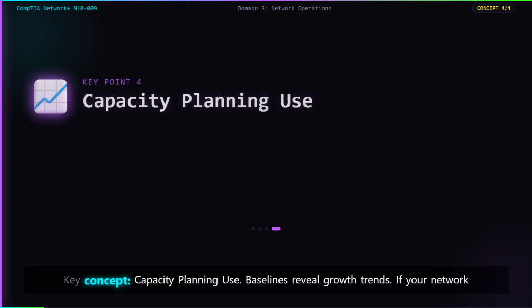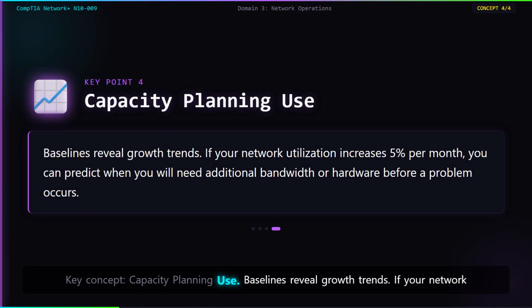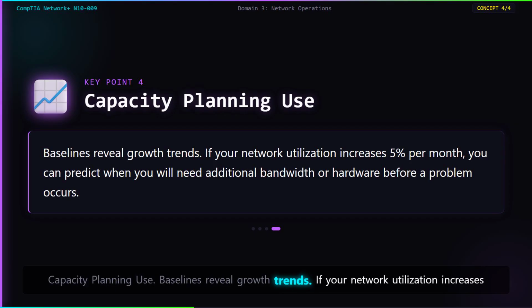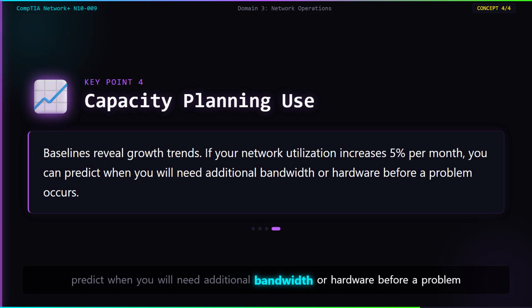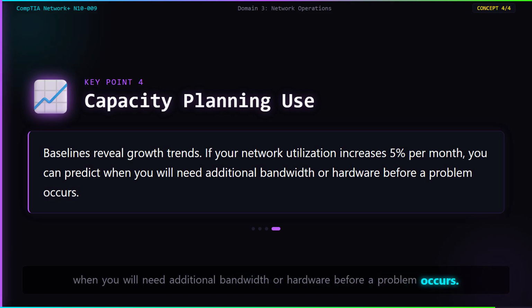Key concept: capacity planning use. Baselines reveal growth trends. If your network utilization increases 5% per month, you can predict when you will need additional bandwidth or hardware before a problem occurs.